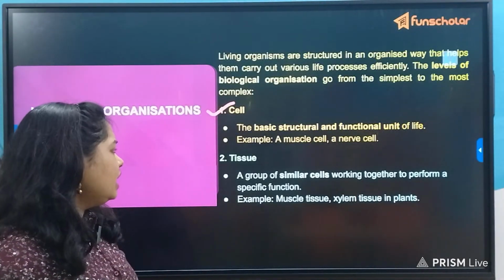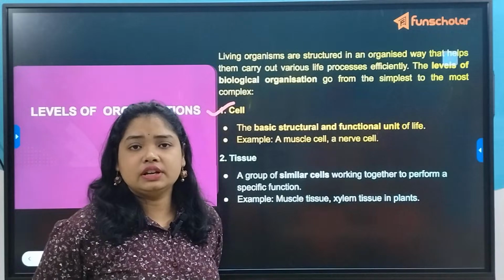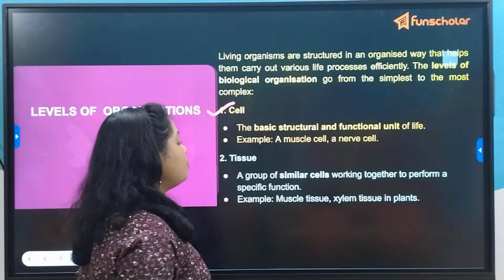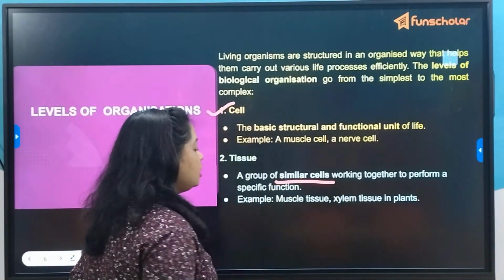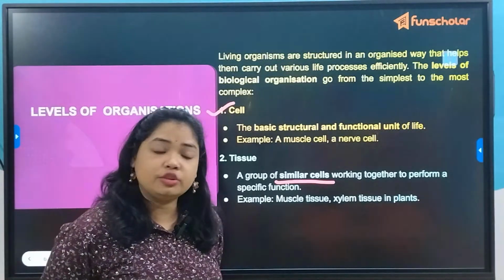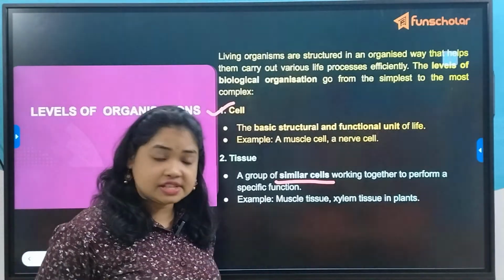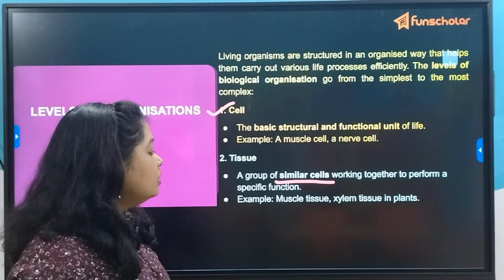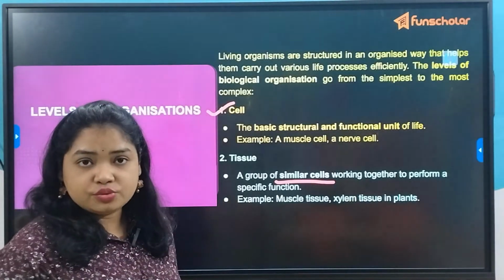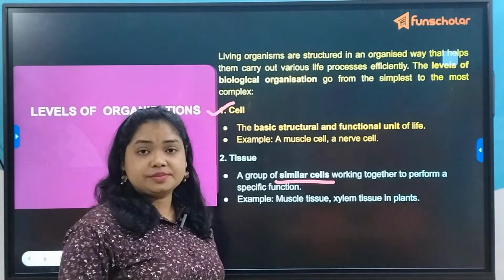Now, the next level is tissue. When cells of similar function and similar structure aggregate together, they form a tissue. So tissues are a group of similar cells working together to perform a specific function. That means muscle cells will aggregate together to form muscle tissue, and nerve cells will aggregate together to form nervous tissue. Then we know the permanent tissues in plants, that is the xylem and phloem. They are the complex permanent tissues.